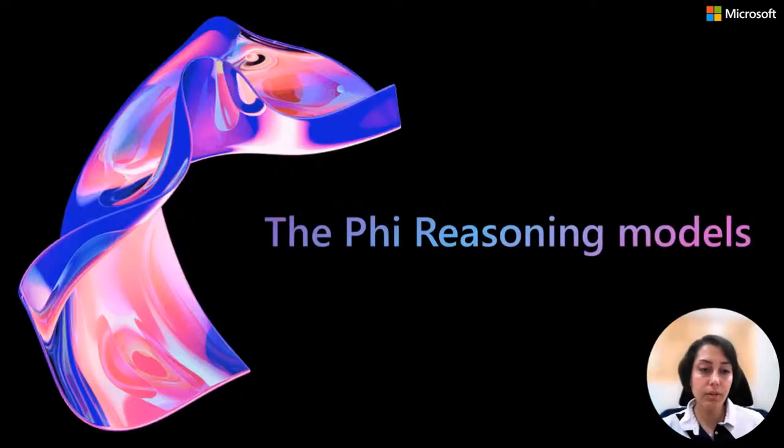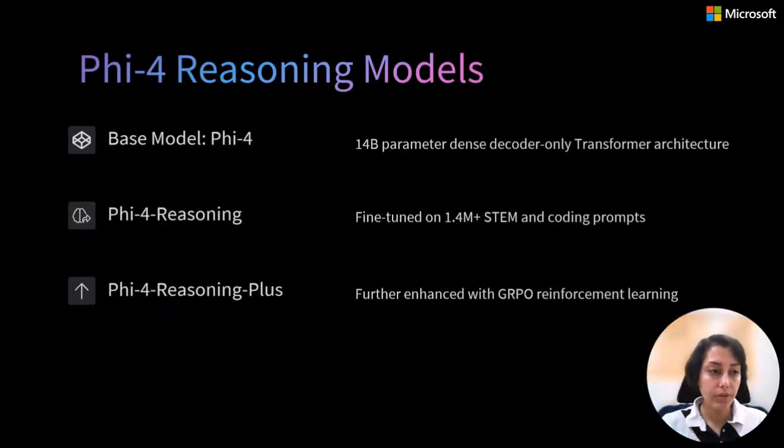Now let's take a look at the FIFO reasoning models. Late last year, we released the FIFO non-reasoning model, which is a 14 billion parameter dense decoder-only transformer architecture. And all of the FIFO reasoning models are built on top of FIFO through a specific post-training process. The first model in the family is FIFO reasoning, which is fine-tuned on more than 1.4 million STEM and coding questions. And FIFO Reasoning Plus is a further enhanced version that has a short reinforcement learning step.